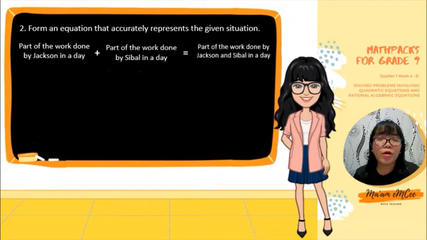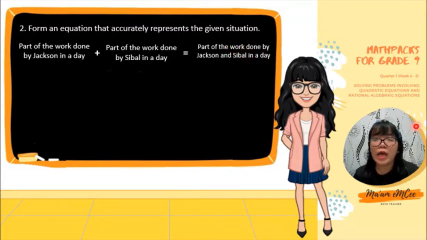So remember, part of the work done by Jackson in a day plus part of the work done by Sibyl in a day will be equal to the part of the work done by Jackson and Sibyl in a day. So their individual rates will be equal to their rate if they work together. This one is the rate wherein Jackson will be working alone. This is the rate wherein Sibyl will be working alone, and this is the rate where they will be working together.